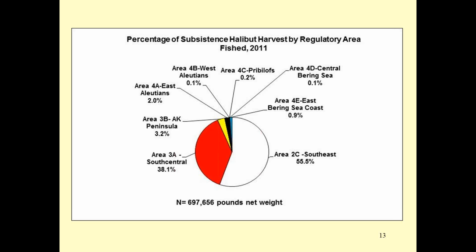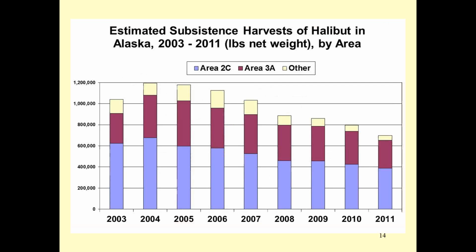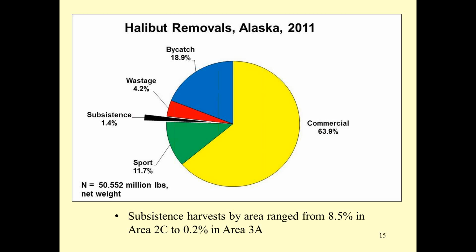The next slide, the pie diagram, shows where the harvest occurred in 2011: about 55% in Southeast Alaska, 38% in Southcentral, and then smaller slices of the pie in the remainder of the state. That pattern has also been typical for the 9 years of the monitoring of the fishery, with 2C and 3A accounting for between 85 and 94% of the total subsistence harvest in Alaska.